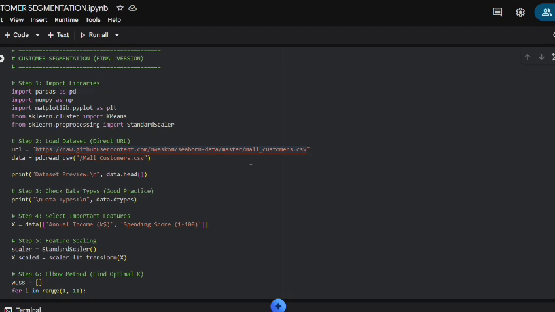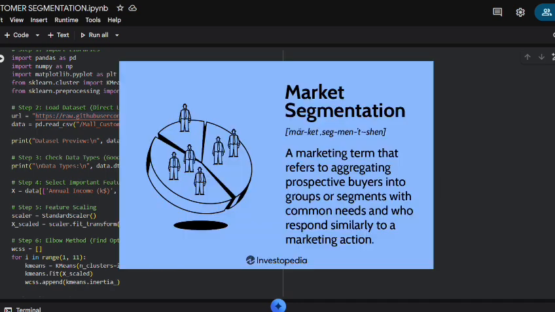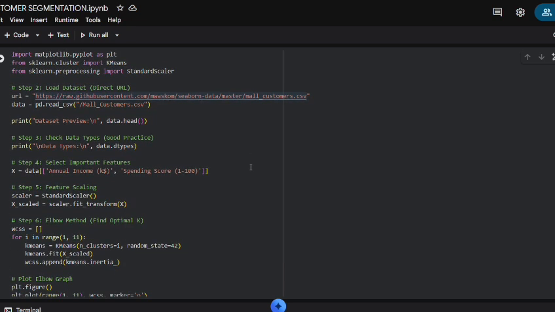Among these, annual income and spending score are the most important features because they directly represent a customer's purchasing behavior and financial capability. The main objective of this project is to identify different categories of customers so that businesses can design targeted marketing strategies. For example, high-income customers with high spending scores can be targeted with premium products, while low-spending customers can be attracted using discounts and offers. This helps companies increase revenue and improve customer satisfaction.